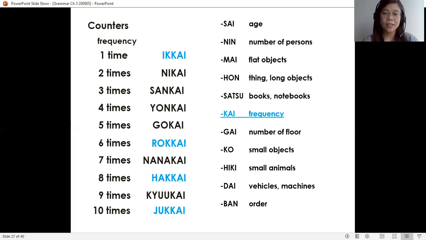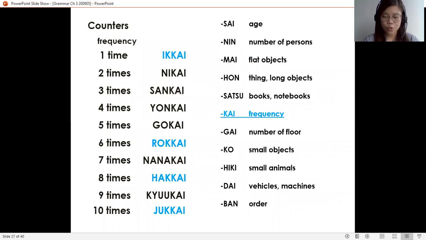Next, let's go to kai. So kai again referring to the number of times or frequency. Our special pronunciation here is in the 1, 6, 8, and then 10. So ikkai, rokkai, hakkai, and jukkai. So please take note of the double consonants here or the special sounds. And let's try to utter from 1 to 10. So that's ikkai, nikai, sankai, yonkai, gokai, rokkai, nanakai, hakkai, kyukai, and jukkai.